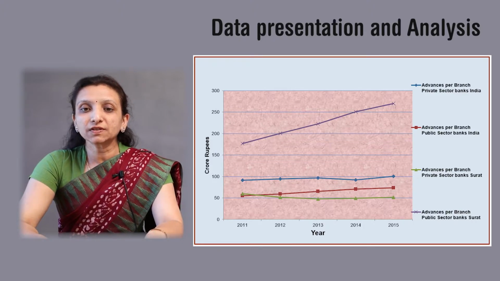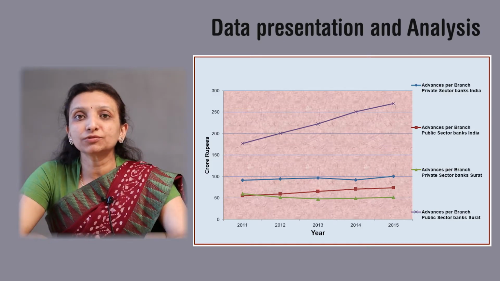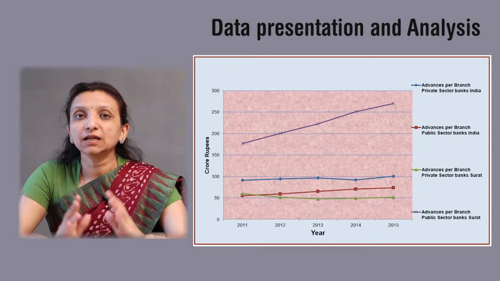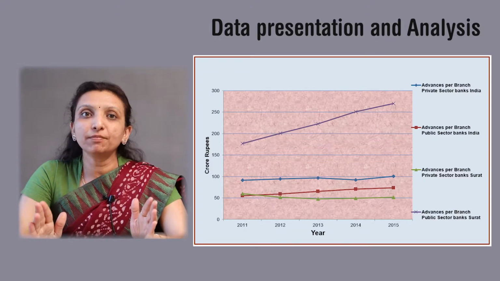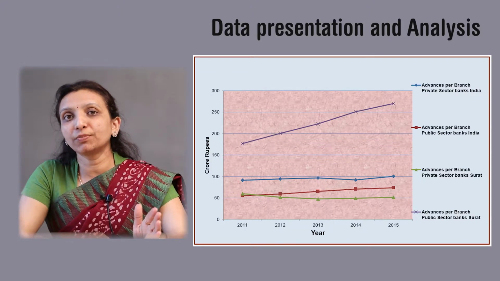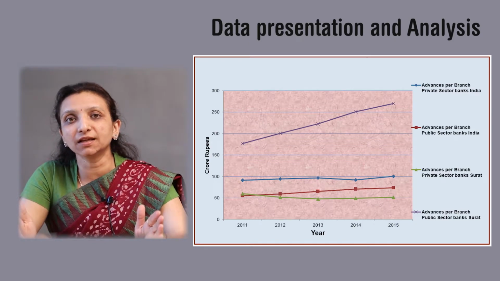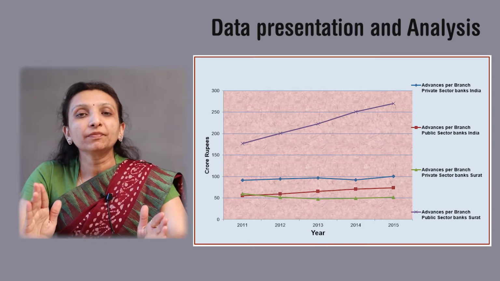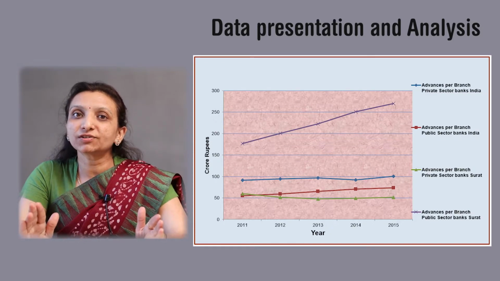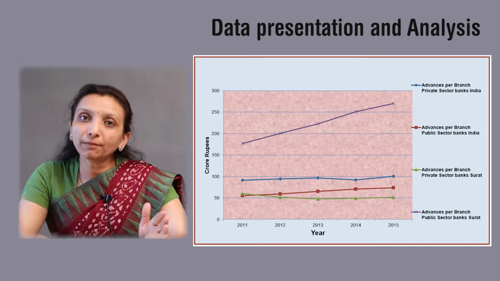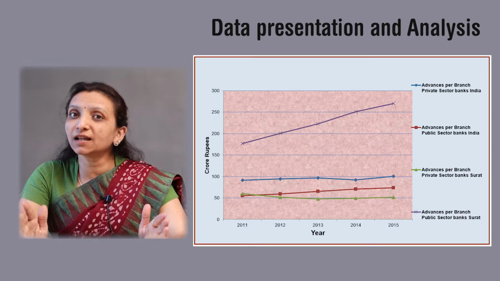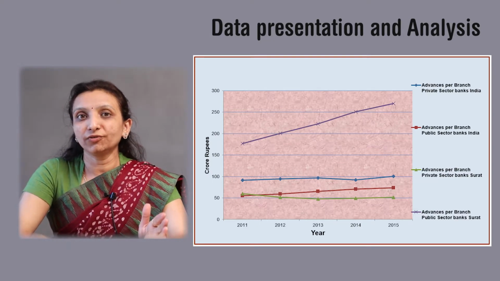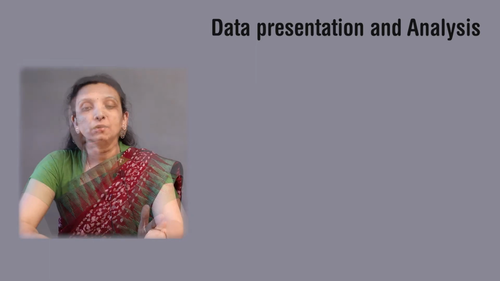The research work says that in advances per branch at national level, public sector banks are in a good position. The scenario at Surat city level says that public sector banks are in a better position as compared to private sector banks. It doesn't mean that Surat city people do not have trust and confidence in private sector banks, but they have more confidence in public sector banks.